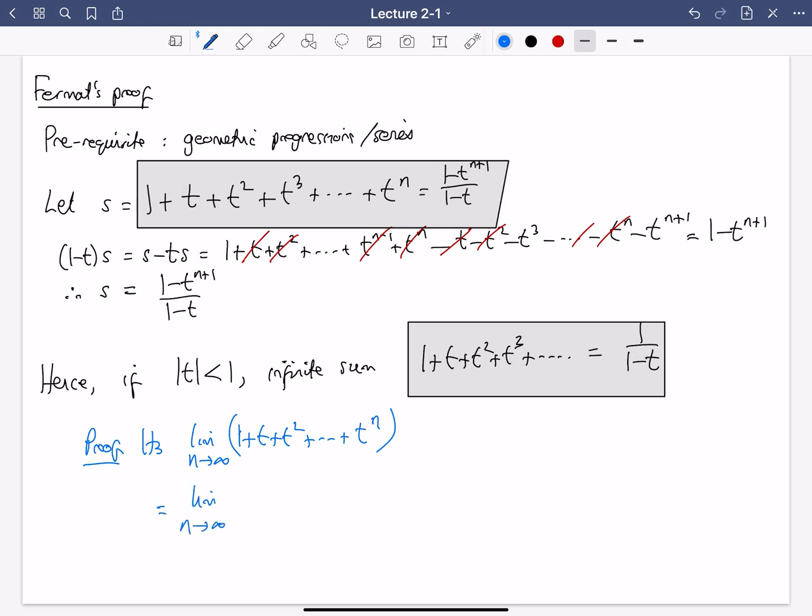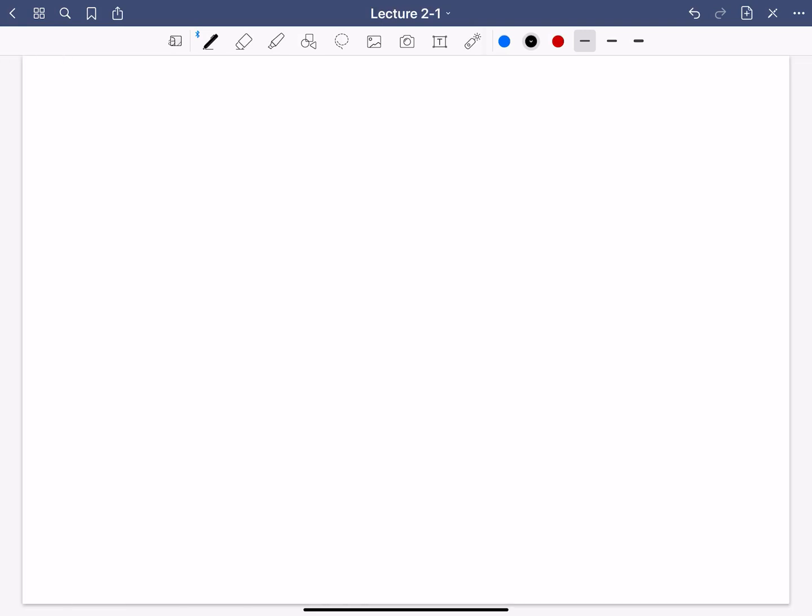Now we've got the formula for that, it's 1 minus t to the n plus 1 over 1 minus t. And now we need the fact that the absolute value of t is less than 1, so that as n goes to infinity, that's a number less than 1 being raised to a bigger and bigger power. So that term there tends to 0 as n goes to infinity, and that leaves us with 1 over 1 minus t. Okay, so that's what we need to give Fermat's proof. Now let's go ahead and show you Fermat's argument.